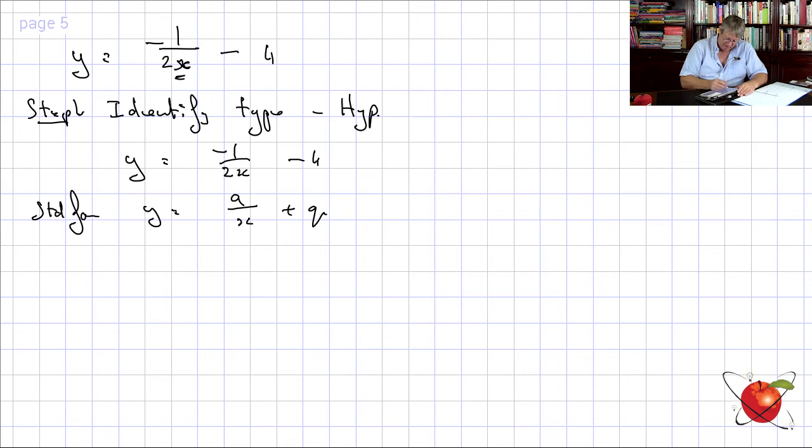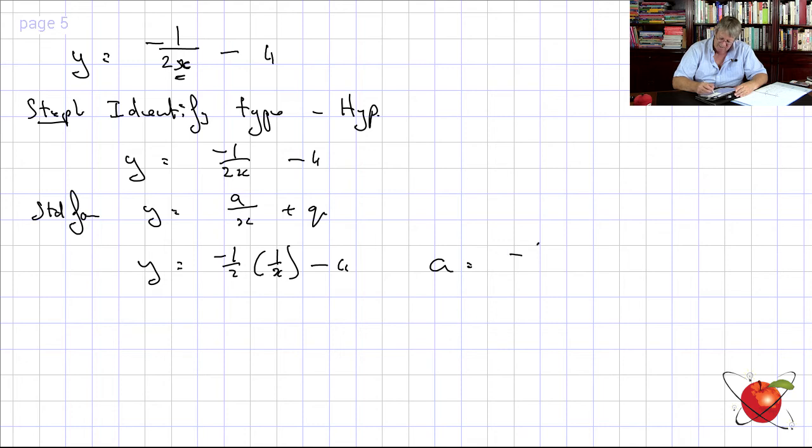Let's have a look here. Let's keep it all under the same step, the standard form. We say that y is equal to minus a half times 1 over x minus 4. Can you see what I did there? I took that minus a half out because I'm looking to identify a. That's where a comes from. So a in this case is minus a half.